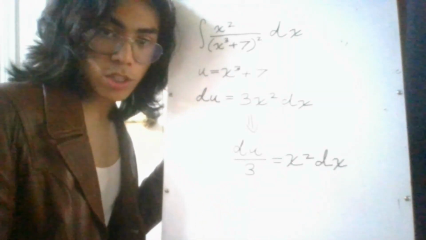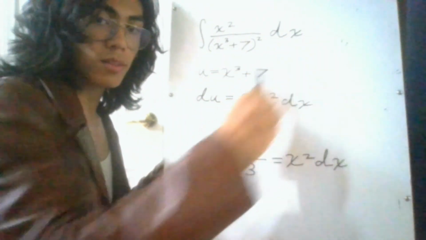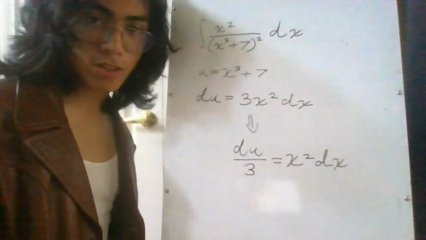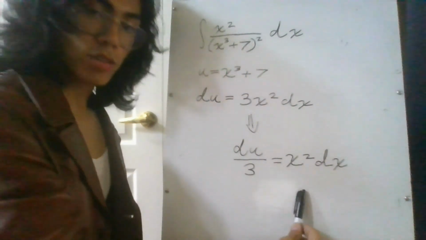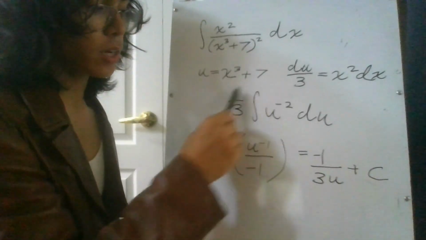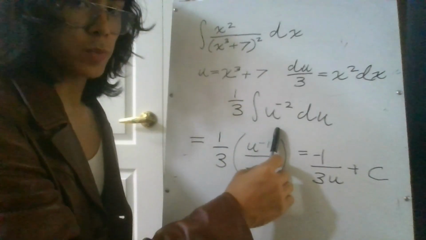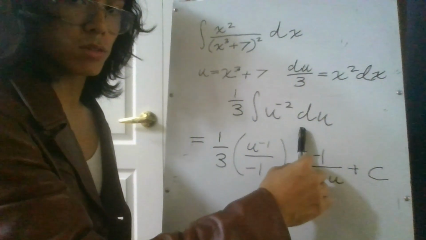Remember, with U-substitution, we're looking for g of x and g prime of x dx. So to get our g prime of x dx, we divide the differential of u by 3, which gives us x squared dx. We use the constant rule to take out 1/3, and we use our exponent rules to turn 1 over u squared into u to the negative 2.